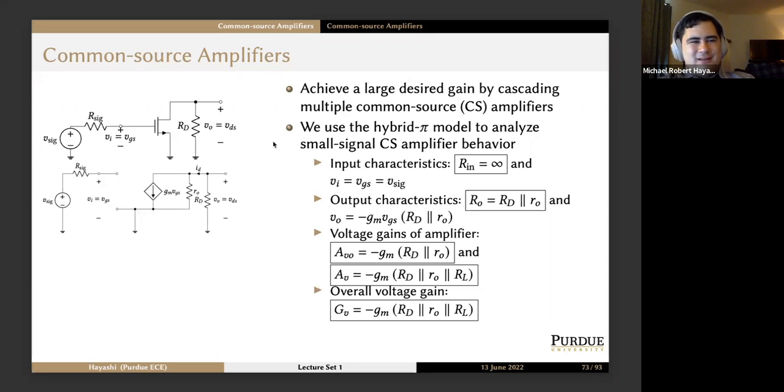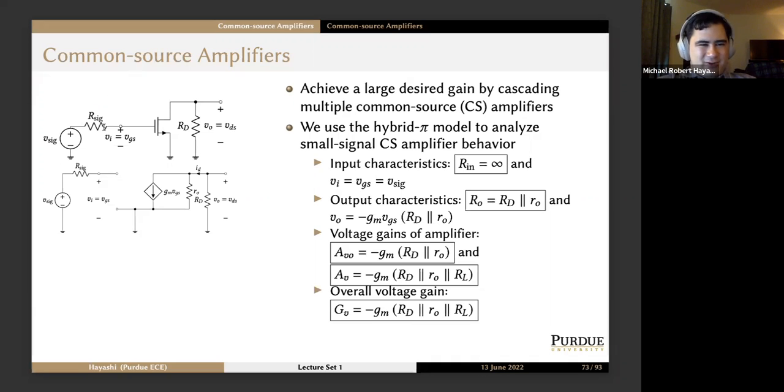Now, we said that the common source amplifier is a really good gain engine. So we can achieve a large desired gain by cascading multiple common source amplifiers together. If for some reason you don't get enough gain from the first common source amplifier, just use multiple in succession. So that's the hybrid pi model we use to analyze it.